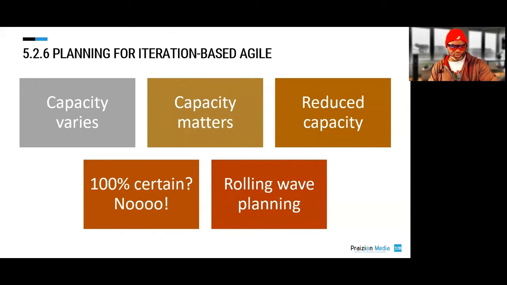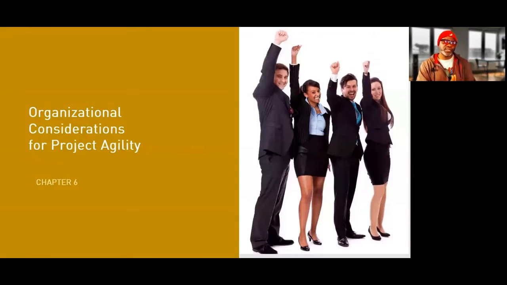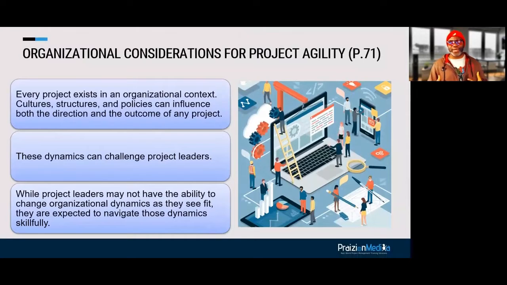We're on to chapter 6. Chapter 6 is organizational considerations for project agility. The bottom line is this. In the world of Agile, PMOs do exist, but PMOs are not draconian. PMOs invite people to a conversation if there's interest. So every project exists in an organizational context. Cultures, structures, and policies can influence both the direction and the outcome of any project.